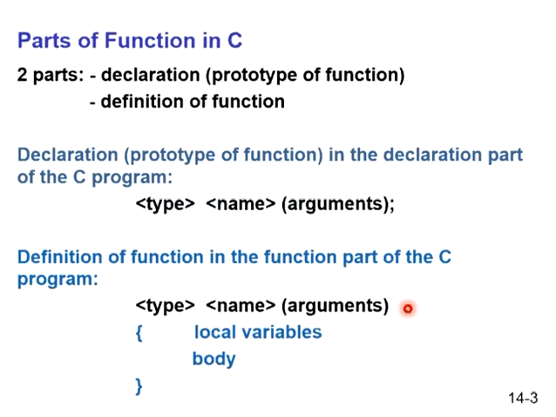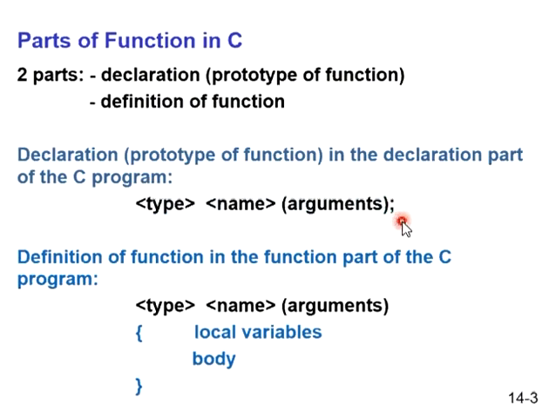When you design a C function, there are two things. First, you need to declare the prototype of a function, and you put it in the declaration part of a C program. And the second thing is the definition of the function, and you put it in the functions part of a C program. This is the format of the prototype of a function.